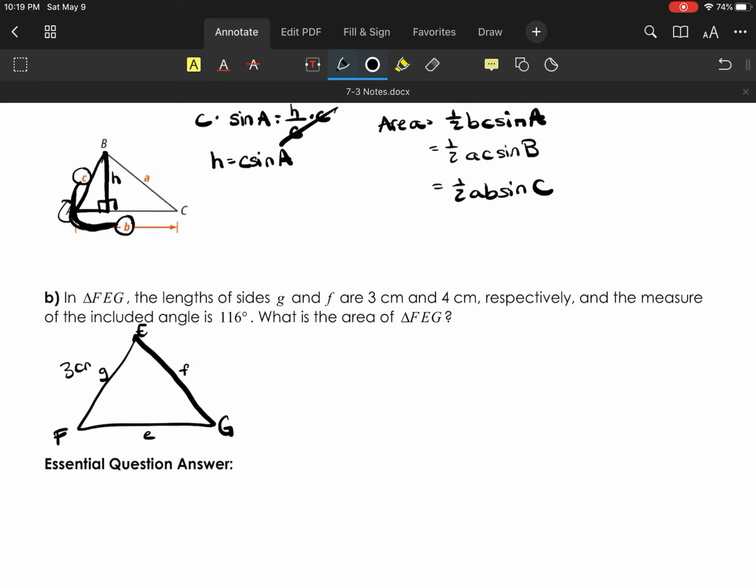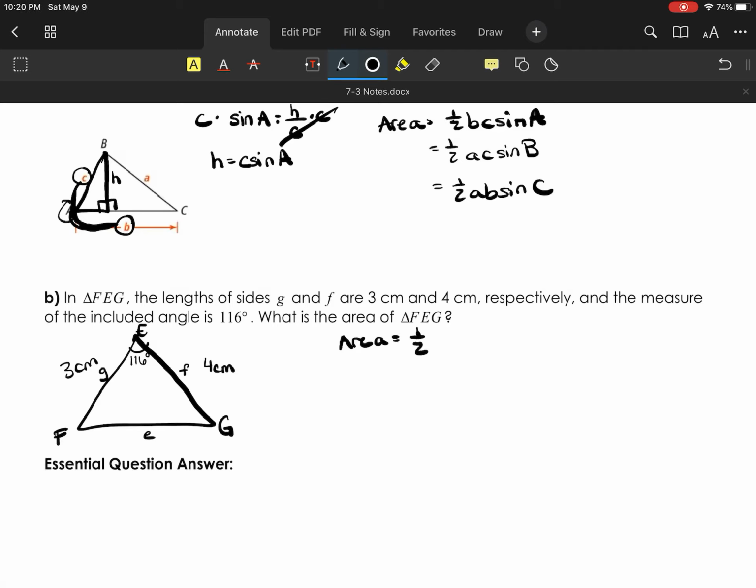All right, so I'm going to fill in what I know. Side G is 3 centimeters, so this is 3 centimeters. F is 4 centimeters. And the measure of the included angle is 116. When it says the included angle, that's just a fancy way to say the angle between sides G and F, besides the two sides that you're given. So this is 116 degrees. And now you'll see that you have information that are all in a row, just like sides CB and angle A were in the previous step that I just showed you.